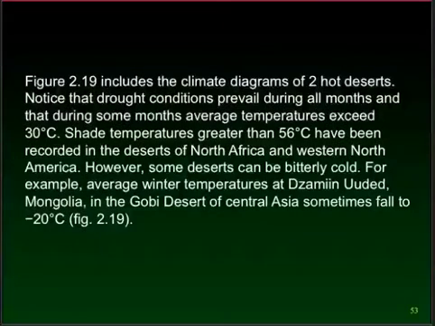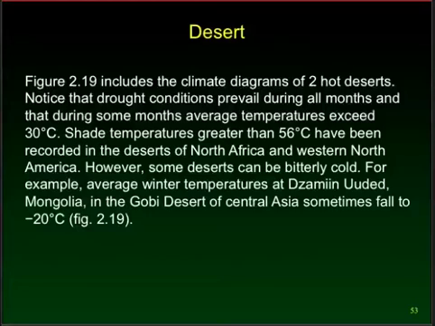The next figure we're going to look at is going to show you a climate diagram from two hot deserts and one cold desert. And what you want to notice are that drought conditions prevail during all months, and that during some months average temperatures will exceed 30 degrees centigrade. Now, to give you guys an idea of what that is in Fahrenheit, that's like in the mid to high 80s for us. Shade temperatures greater than 56 degrees have been recorded in the deserts of North Africa and North America, and that's for us, around 100 degrees Fahrenheit.